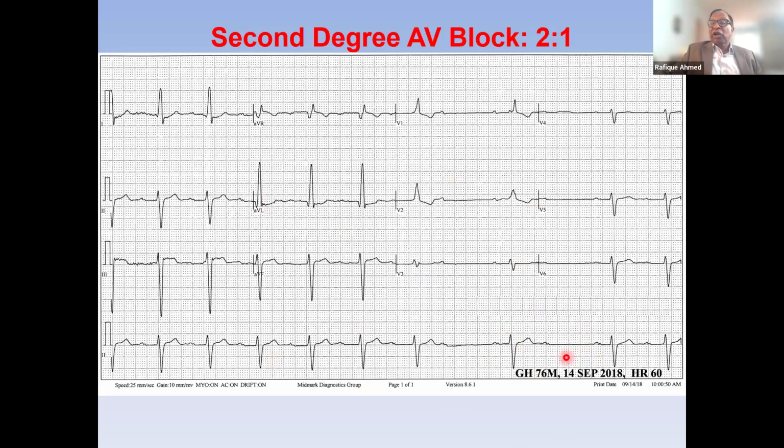Sometimes I'll put this patient on a treadmill. And if I find that treadmill exercise with low exercise goes into persistent 2 to 1 AV block, and the patient has symptoms of shortness of breath, I may want to give a pacemaker to that patient.